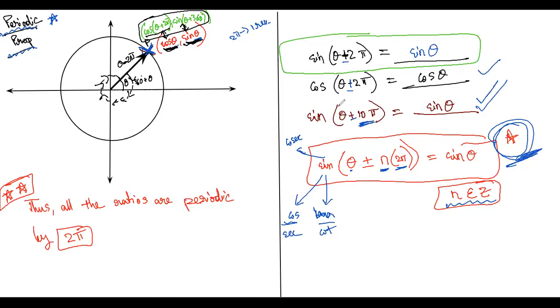Yeah, Pawan, you're asking? Sir, can you again explain the first equation? Sine of theta plus 2 pi. That one. See, after rotating, you're coming back to the same point. That is the logic. Whether you're writing sine of theta plus 2 pi or sine theta, both the points are the same. After you rotate by 2 pi, again you're coming to the same point. So sine of theta plus 2 pi will be sine theta.